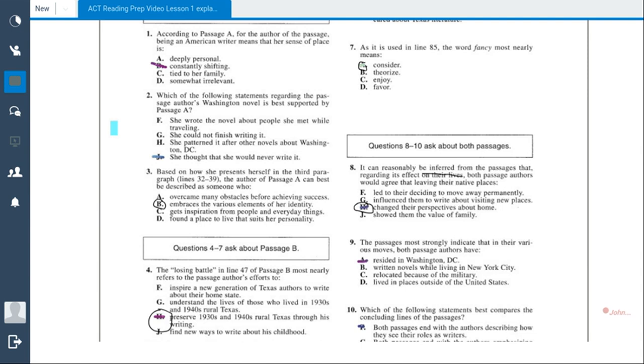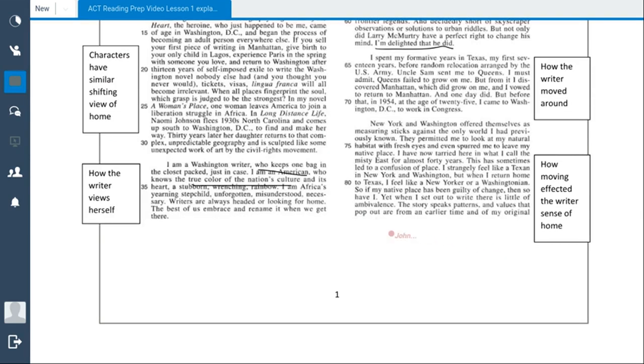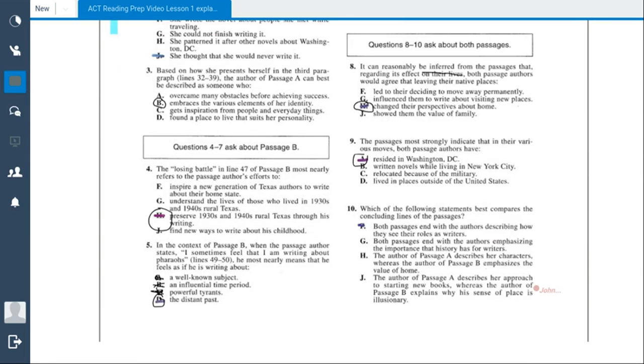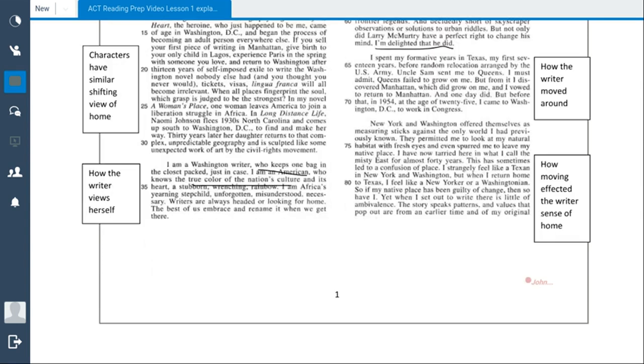The passage most strongly indicates that in their various moves, both authors have resided in D.C. That can be found in line 32, because I'm a Washington writer, and it also can be found in line 70, where he worked in Congress in D.C.